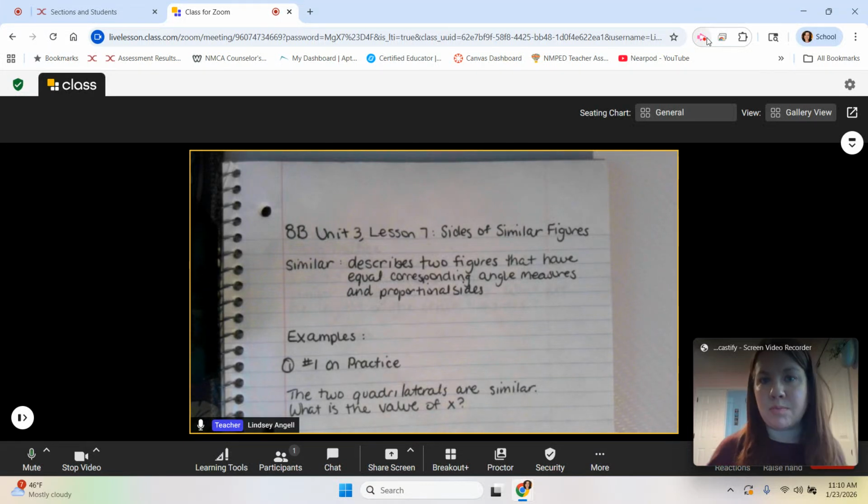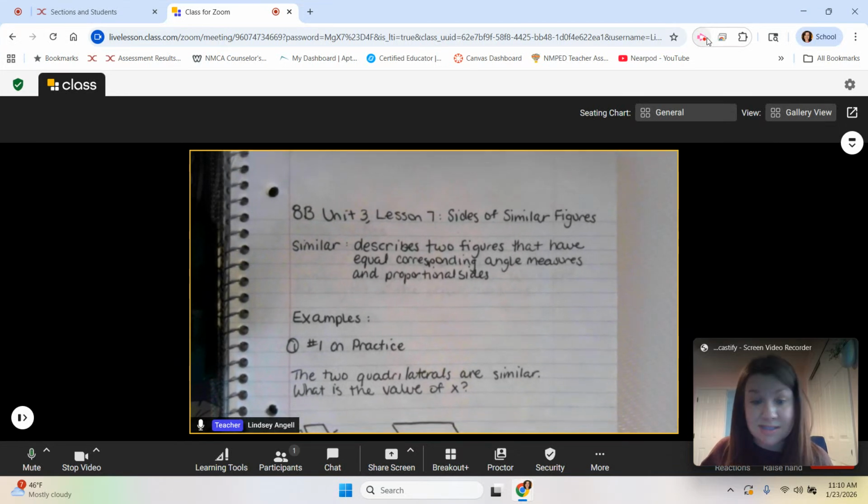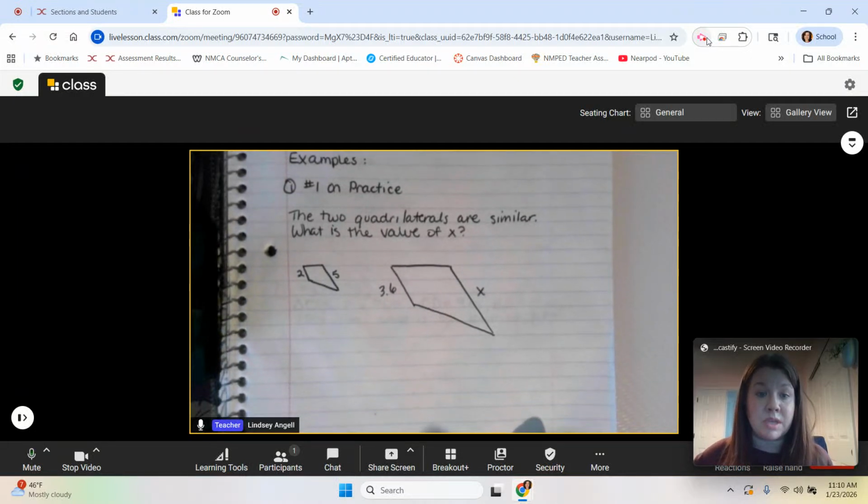So maybe you remember working with scale drawings and stuff like that. That's what this is. Now, that being said, let's get into some examples. The best way to look at this is just to start practicing. So this is number 1 from your practice. The two quadrilaterals are similar. So they're telling us right off the bat, these are similar. What is the value of x?